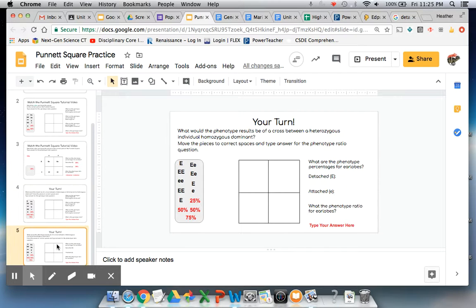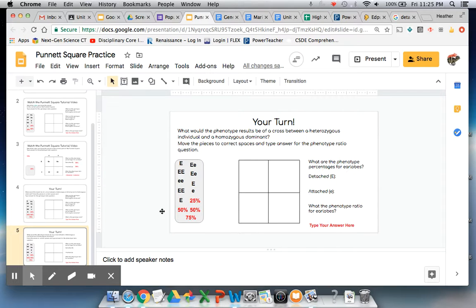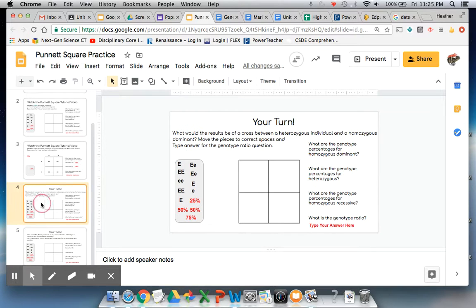And then the next slide, you're going to do the same thing for phenotype ratio. It's a different cross. Here we have heterozygous. Actually, it's the same heterozygous and a homozygous dominant. Okay, but you are going to be responsible for getting the results. The results for this slide are going to be the same as the slide prior because you're crossing the same genotypes together.